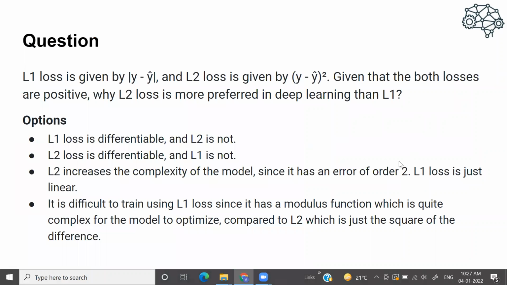Yes. Okay, awesome. Now try to attempt this question. I want the answer of this question in 2 minutes. Just now we have covered this. Quickly tell me what would be the correct answer for this question. L1 loss is given by mod of y minus y cap, and L2 loss is given by y minus y cap square. Given that both losses are positive, why is L2 loss more preferred in deep learning than L1 loss?